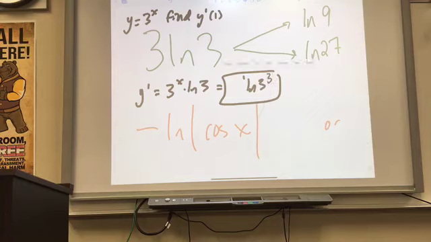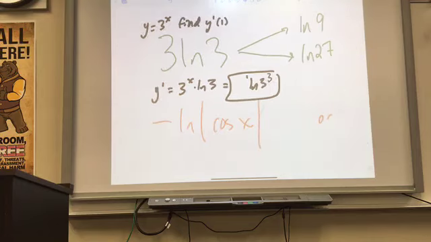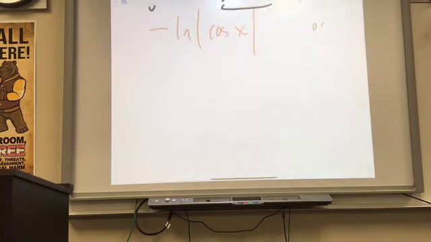And 3 to the third is not 9, 3 to the third is 27. Does that make sense? I think I got that one wrong. Okay, here's one more I'm going to show you.